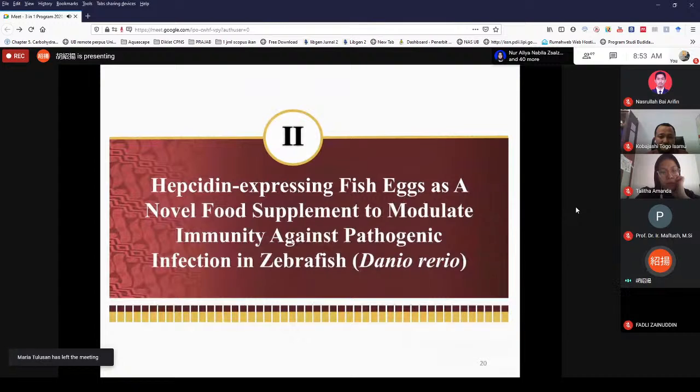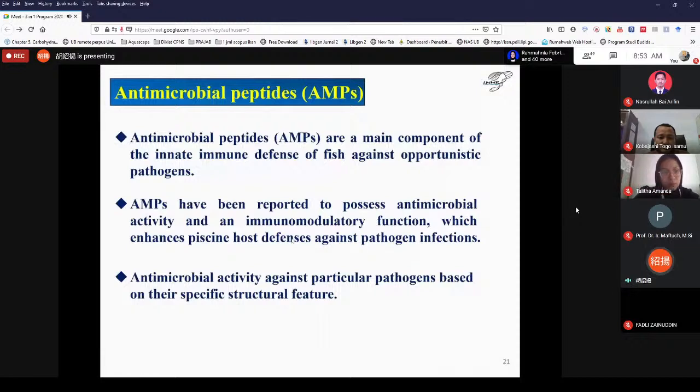And the second part, I introduce antimicrobial peptides. And here I will introduce hepcidin, this antimicrobial peptide. We see what is an antimicrobial peptide. I think all of you maybe already know. Here I briefly introduce. AMP is a major component of innate immune defense of fish against pathogens. And several papers already mentioned AMPs have not only antibacterial activity, they also have immunomodulation functions, which enhance the fish's host defense against pathogen infections.